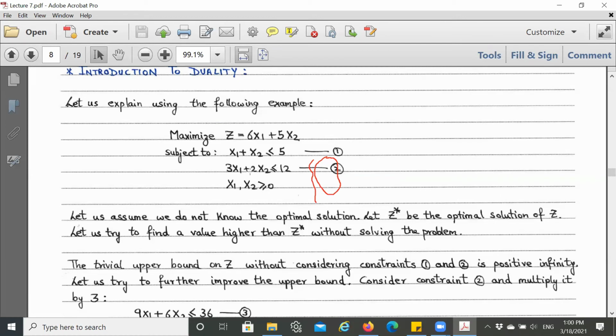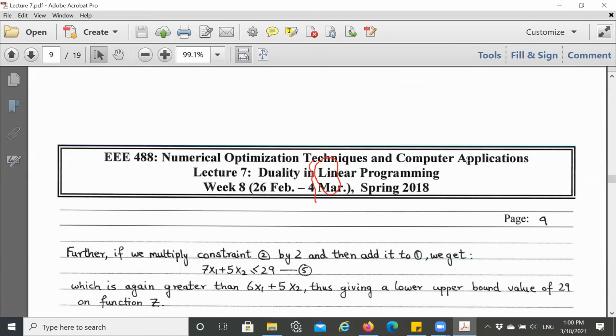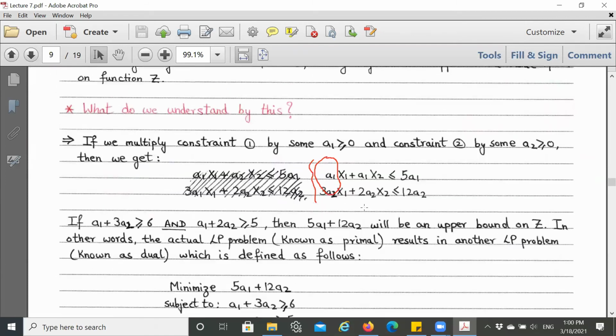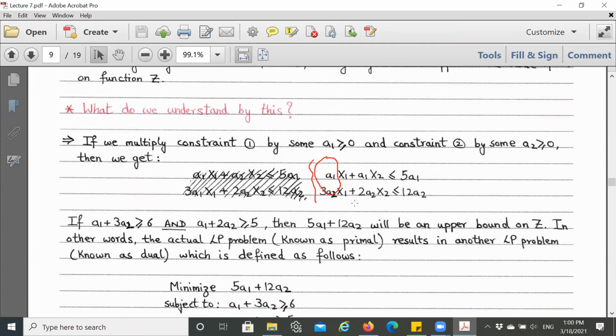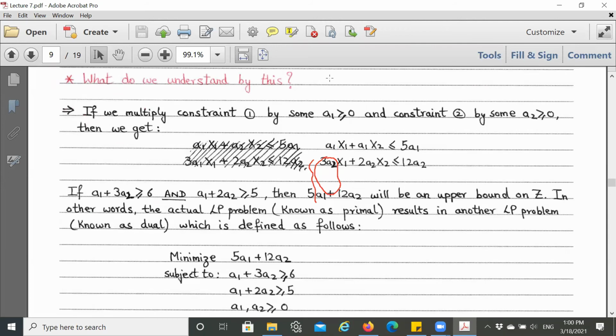And similarly, we do the same thing for the second part. So if A1 plus 3A2 is greater than or equal to 6, and A1 plus 2A2 is greater than or equal to 5, which was the coefficient of x2 in our objective function, then what I can say is that 5A1 plus 12A2 will also be an upper bound on Z. Do you all agree with me?